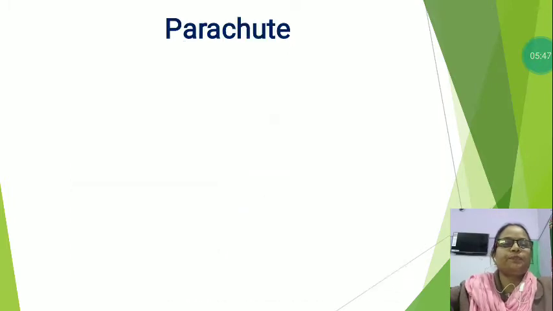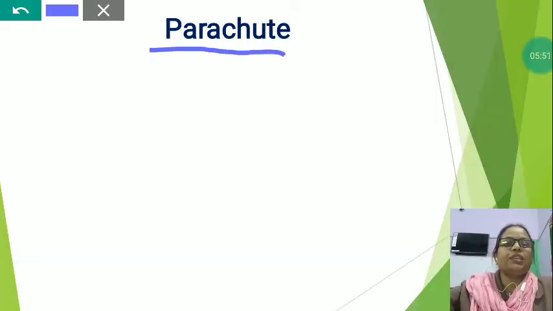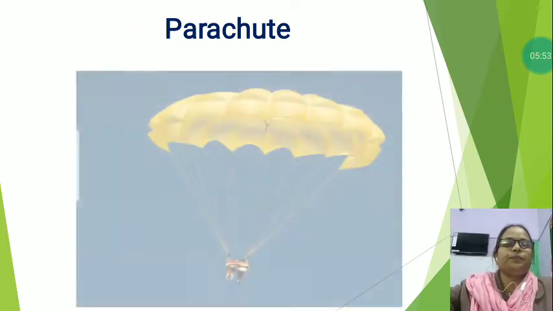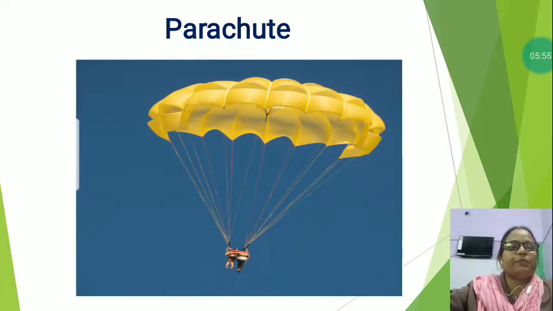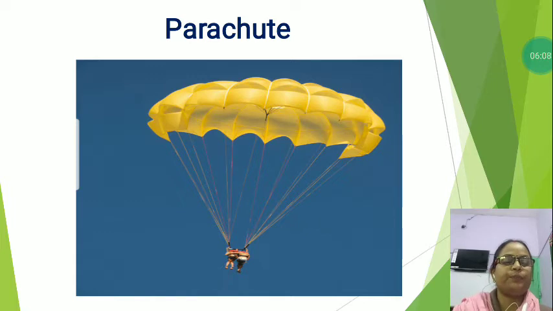Now the next is parachute. You can see. Yes, students, this is the picture of parachute. A parachute is also a device used to slow down an object that is falling towards the ground. A parachute uses drag to slow something moving in air.